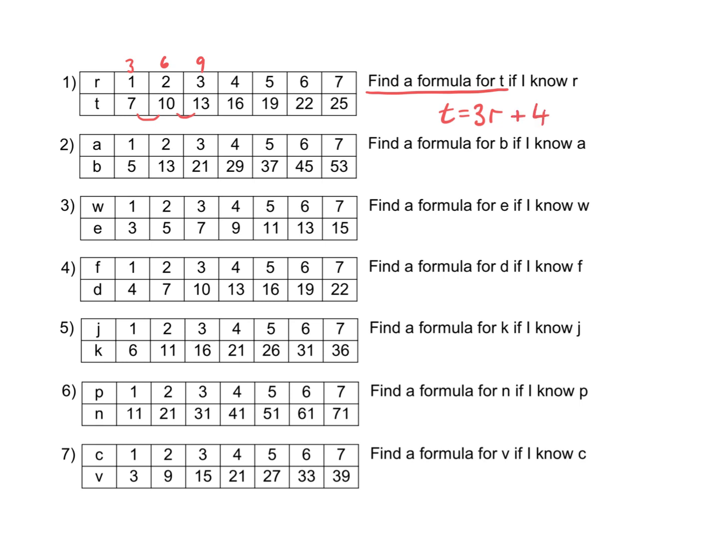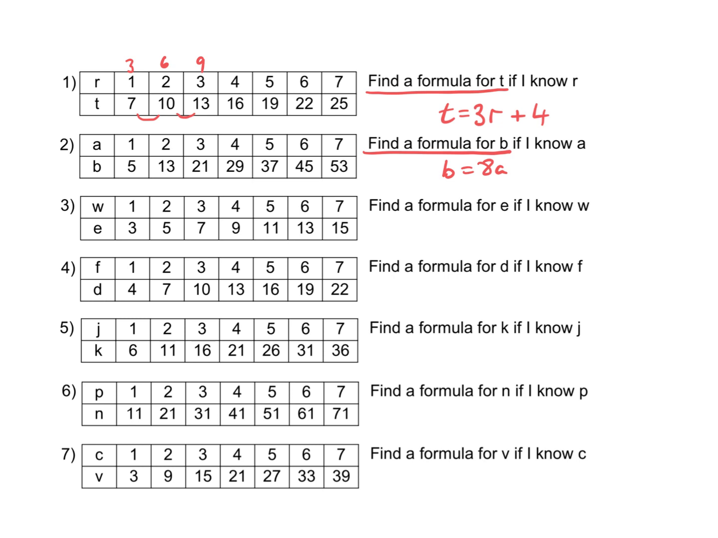Next question, find a formula for b. So again, we're going to start off with b equals. Next step is what's it going up in jumps of? It's going up in jumps here of 8. So we're going up by 8 each time. So it's going to be 8 times the other letter, 8a.